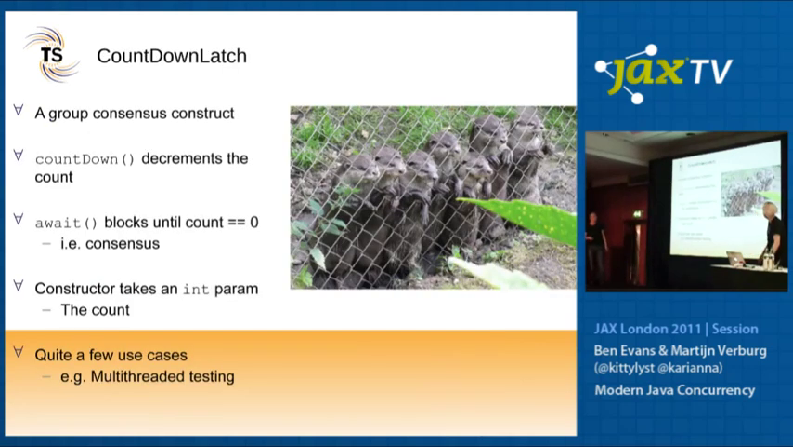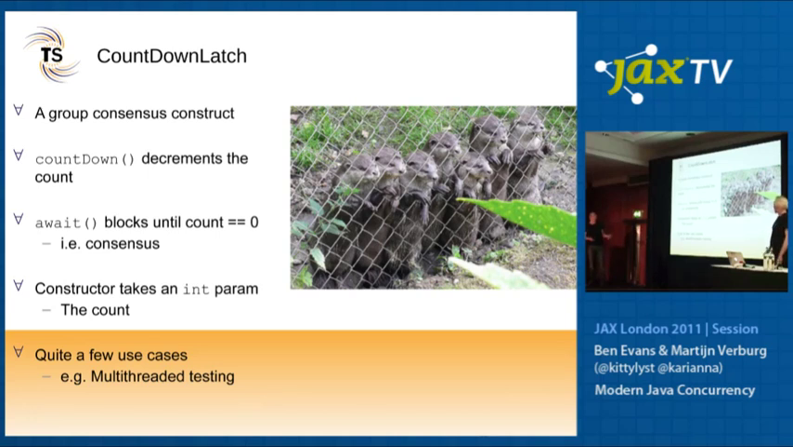Okay, let's do the countdown latch. This is one of a number, and there are some interesting new ones in Java 7 as well, of what I call group consensus constructs. What you want to do is get to a point where everybody agrees that we're all at this point before the threads move forward again. So we've got a whole bunch of otters lined up behind a fence here, waiting to be let out to the circus, for those who were at last night's session.